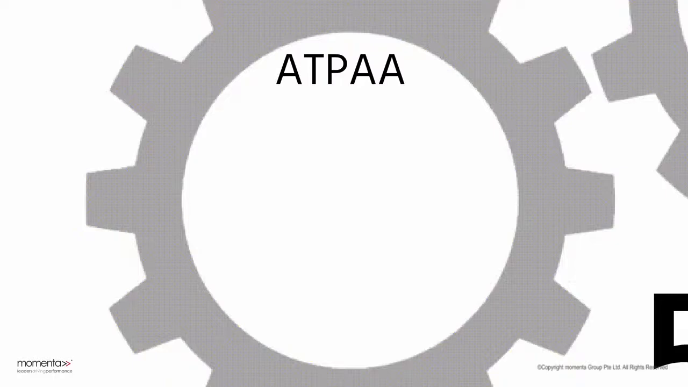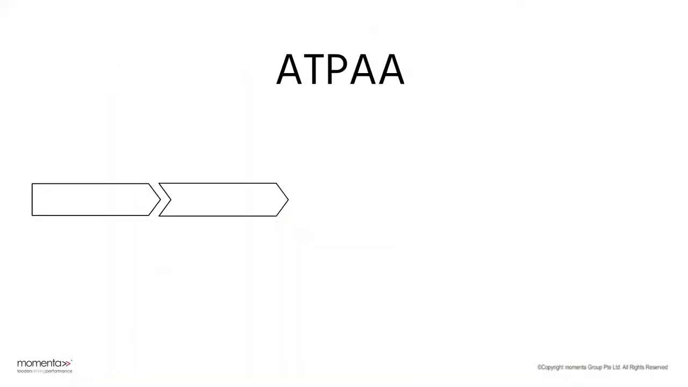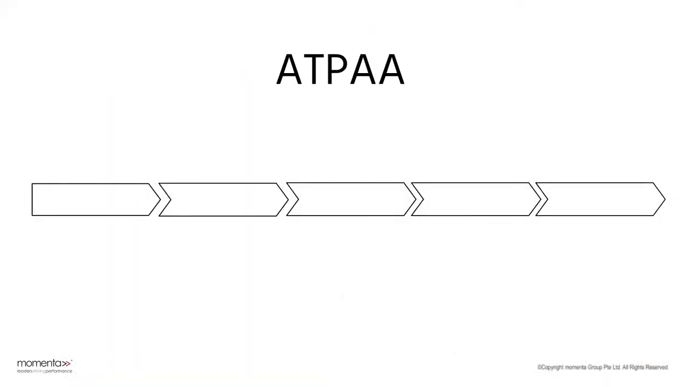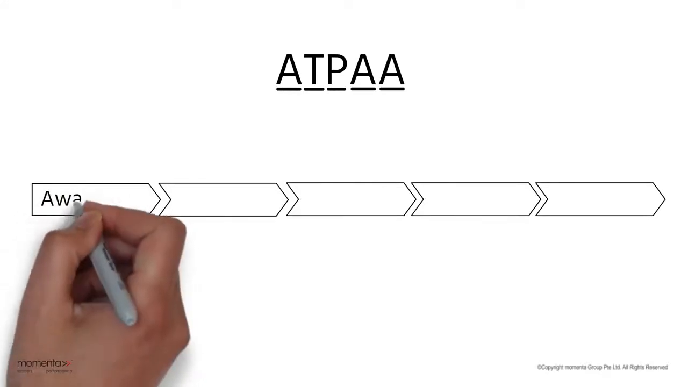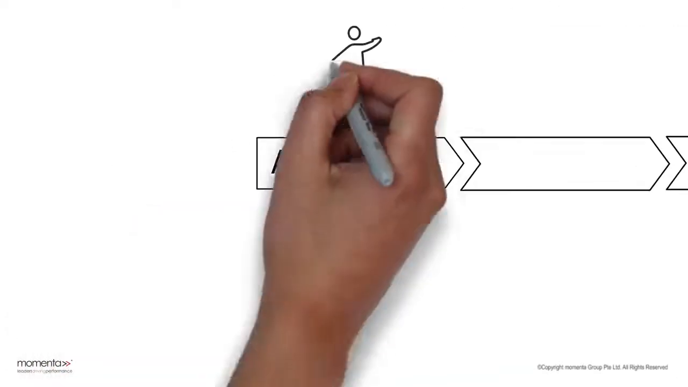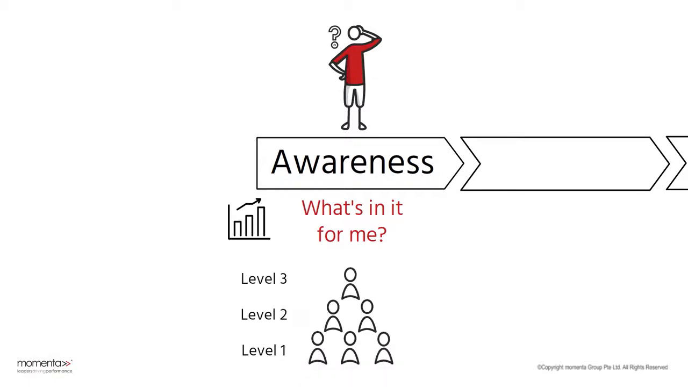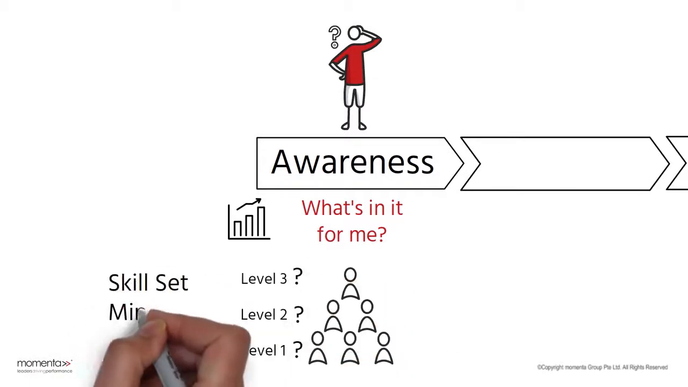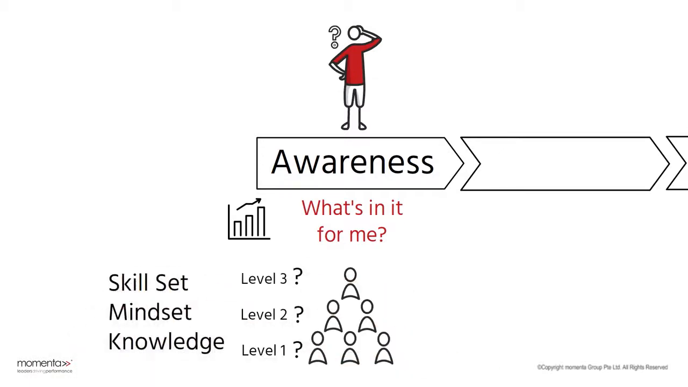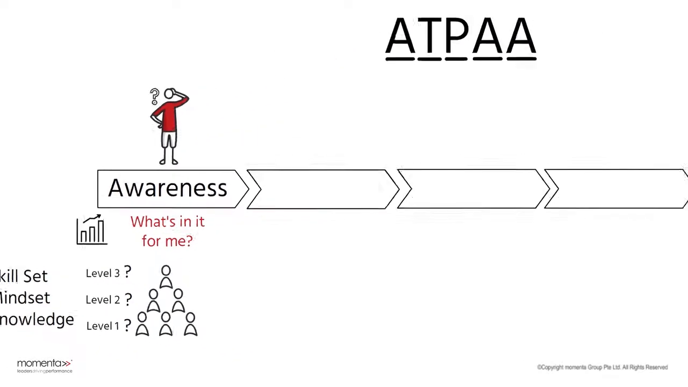Lastly is ATPAA. This is our framework that we use to design a program. Every program, we follow a fairly rigid and proven methodology called ATPAA. In every program, we try to bring the awareness up. Why are we learning this? What's in it for me? How can this help my business? Where am I in the specific skill set, mindset, or knowledge? Which is awareness. After awareness, we then provide them with tools.